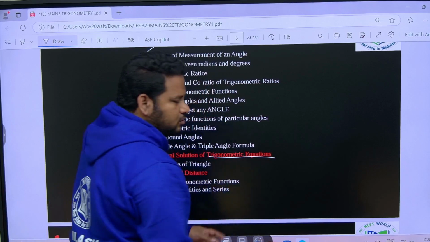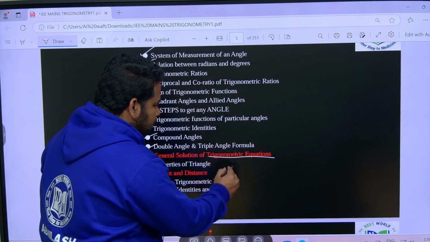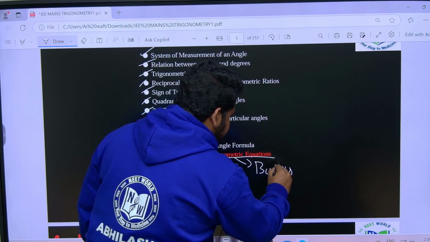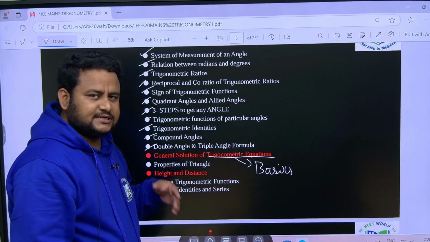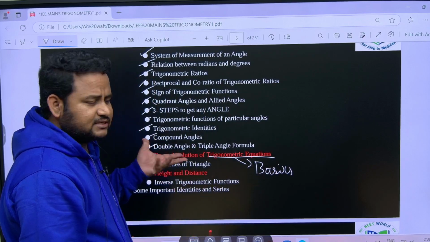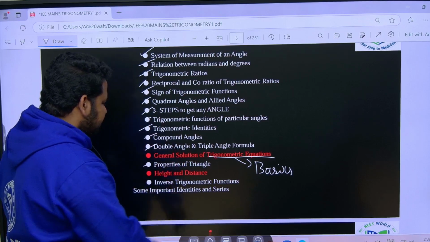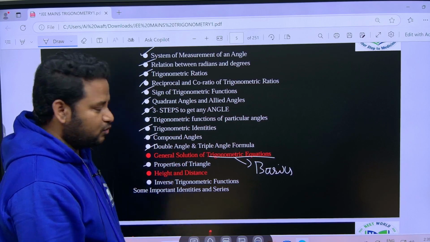General solution, although it is not in the syllabus as of now, but these basics we will learn. These basics are important because they will be useful in certain other chapters, where we will be using them for solving questions, right? Then properties of triangle, where we will be learning about sine rule, cosine rule, all these things.